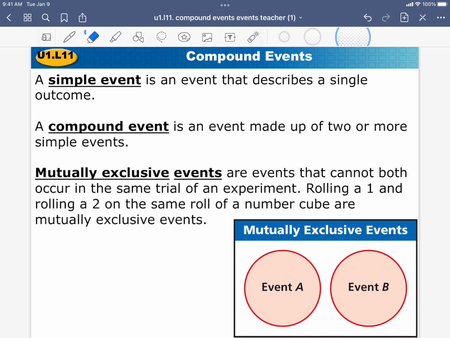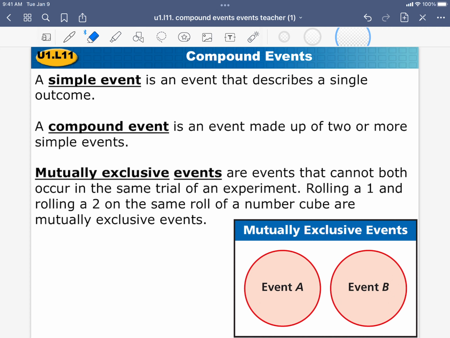So a simple event is something that describes one single outcome, like flipping a coin. A compound event is made up of two or more simple events, like flipping a coin and rolling a dice, or flipping a coin twice. A mutually exclusive event is two things that both cannot occur at the same time in the trial of an experiment.